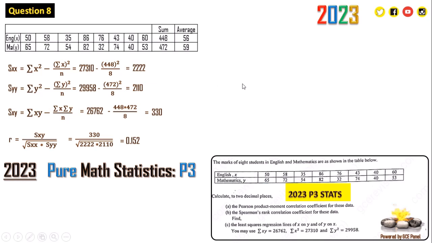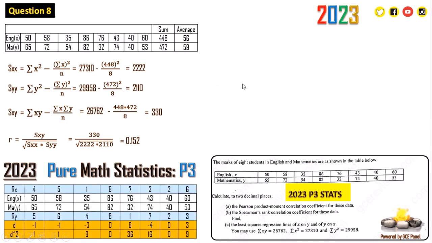Now B, they want us to find the Spearman's rank correlation coefficient for this data. For Spearman, we are going to make a table like this and we rank the data. So this is English. These are the marks for English and these are the scores for maths. Now for English, we are going to rank the scores from the smallest to the biggest.